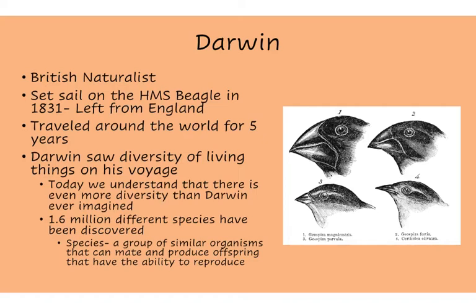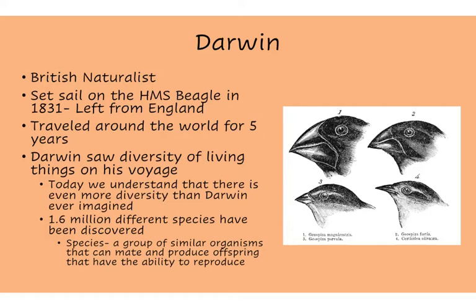So if you want to continue having ligers in the population, you need to continue breeding lions and tigers, or those ligers will die out because they cannot reproduce. So species have the ability to mate and produce offspring that also have the ability to reproduce. So that is the scientific definition of a species.